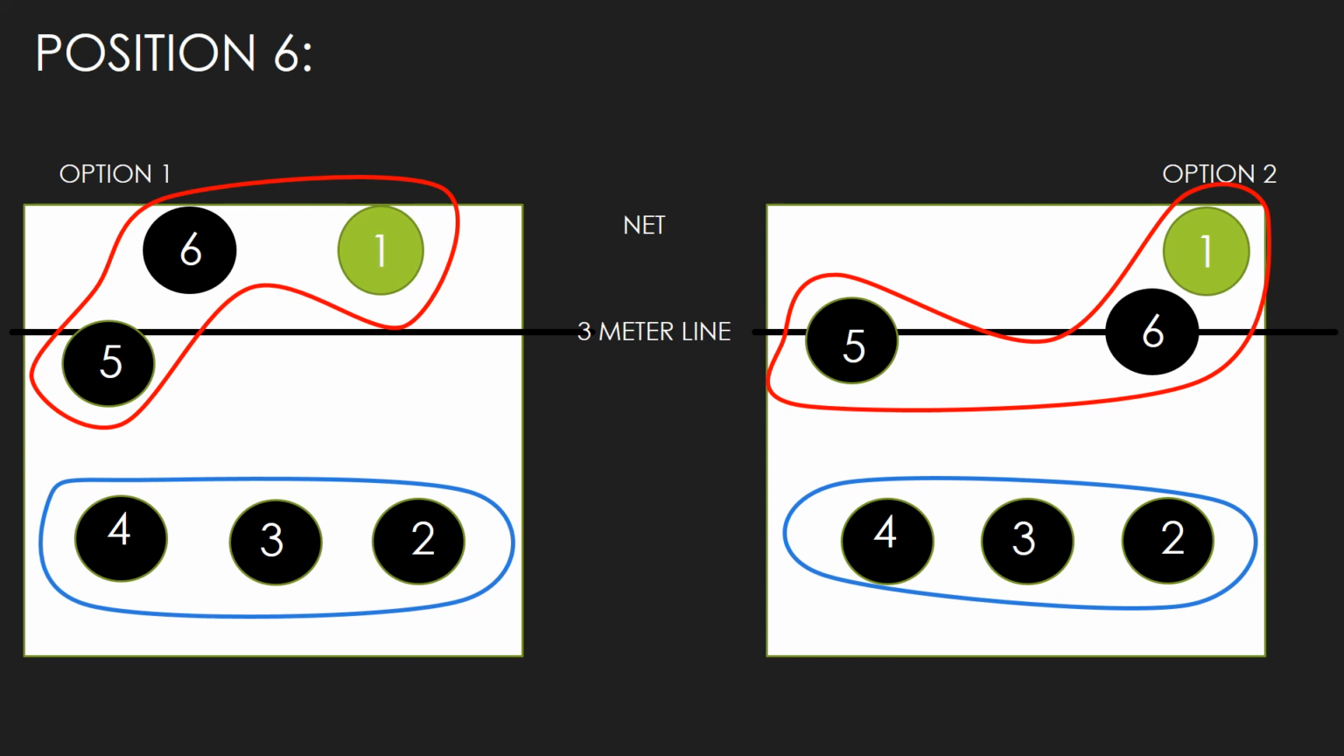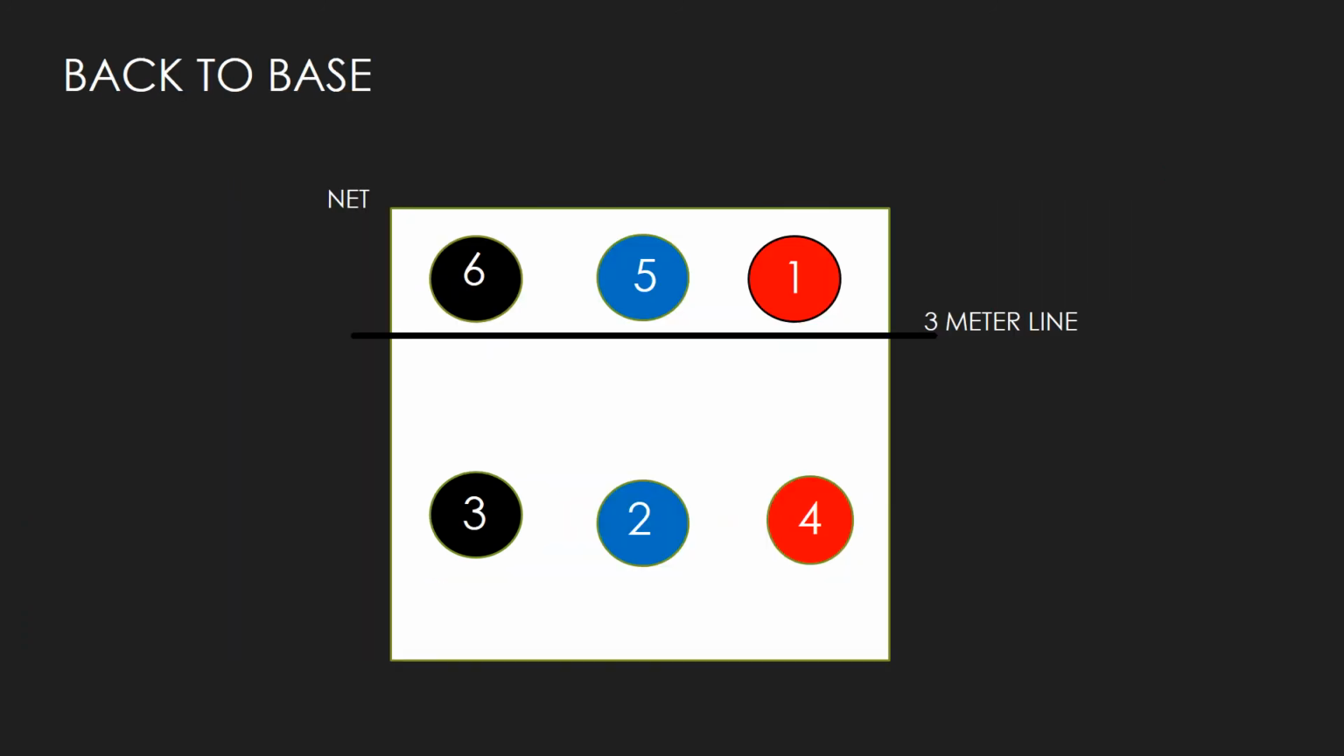And again, with our setter being in the right front position, it cannot cross player 6 on the left-hand side, so it needs to always be on the right. And then again, when the ball's put back over the net, you return back to base, and now it's 1, 5, and 6. Okay, and then from there, we're back to rotation number 1, and it starts all over again with the same options that you have for 1 and 2.